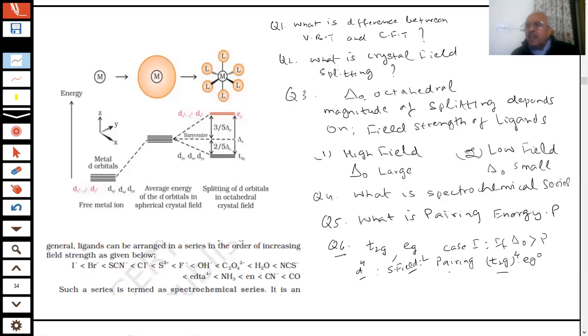You are saying pairing has taken place. Then how will it be a high spin complex? What do you mean by spin? More unpaired electrons means high spin. Fewer unpaired electrons means low spin. So if the pairing takes place, will it be a low spin or high spin complex, students? Low spin. Low spin complex, that is the correct answer, students. So it will be a low spin complex.